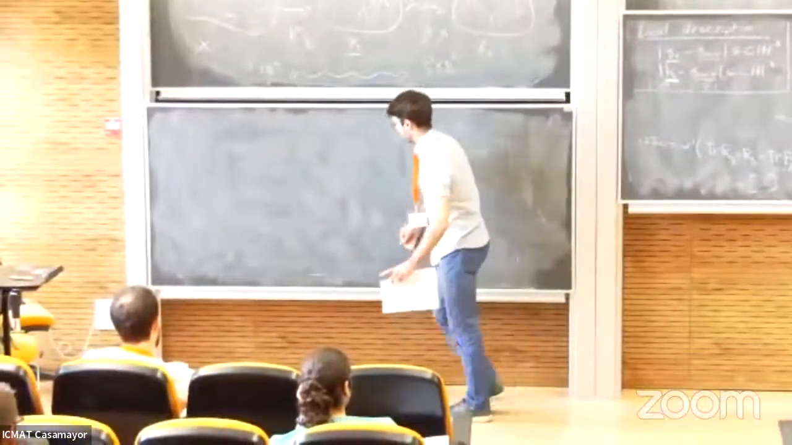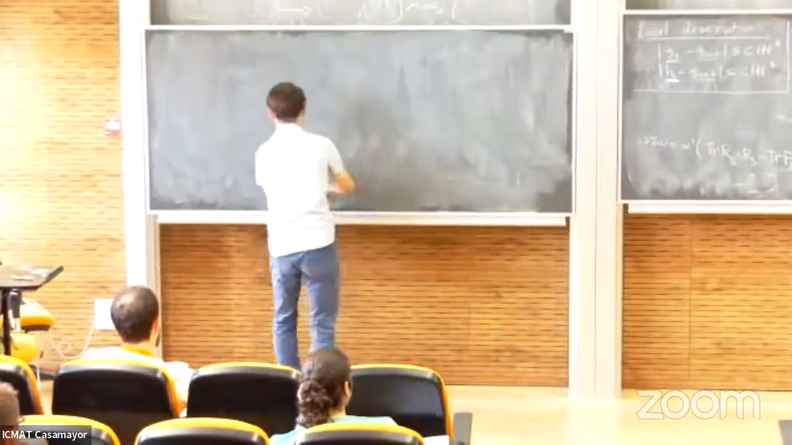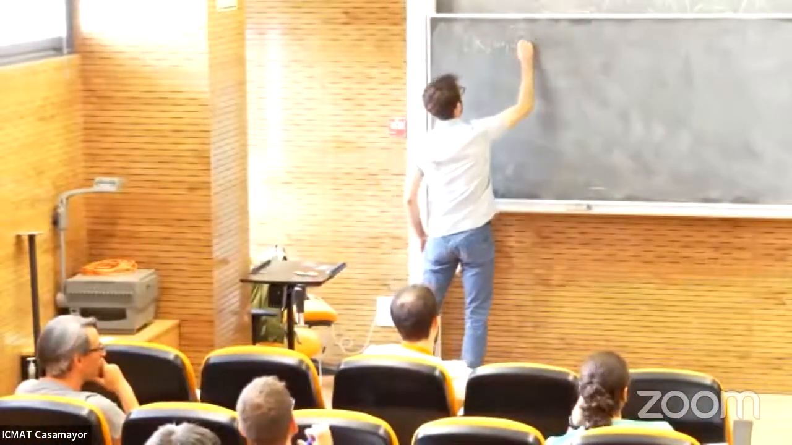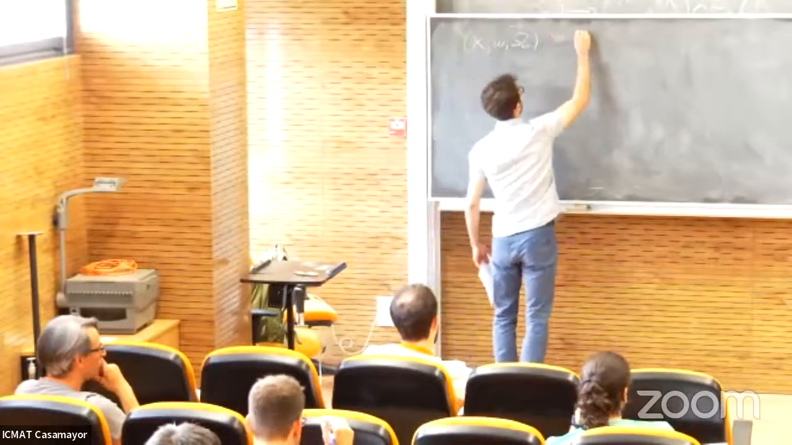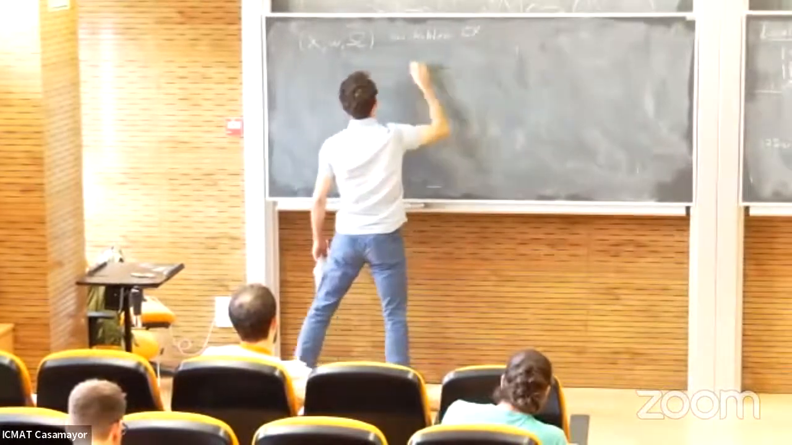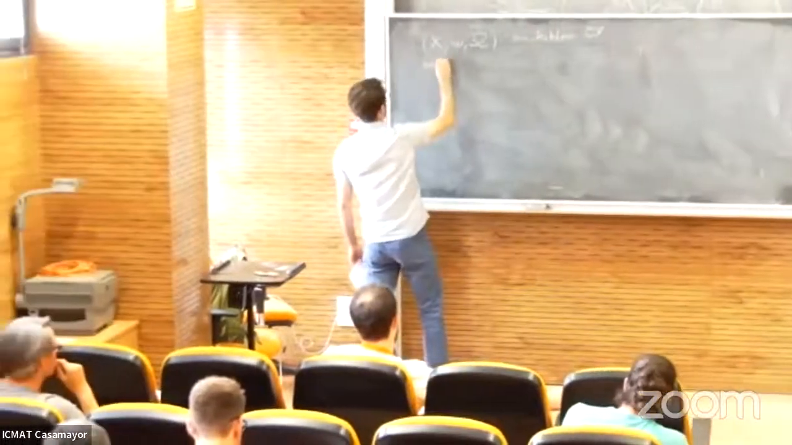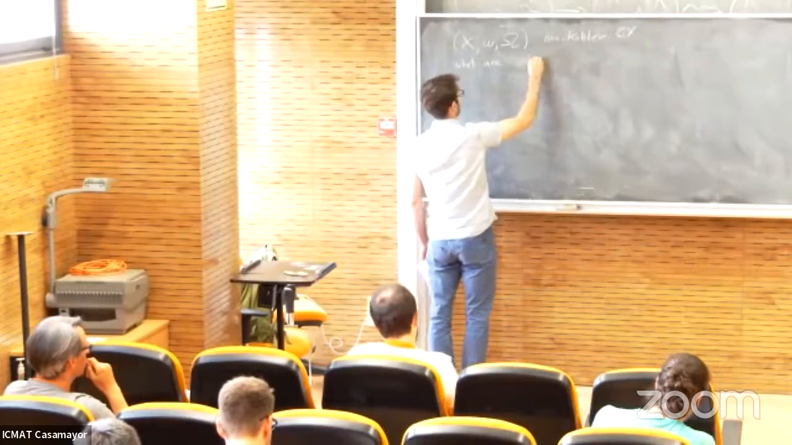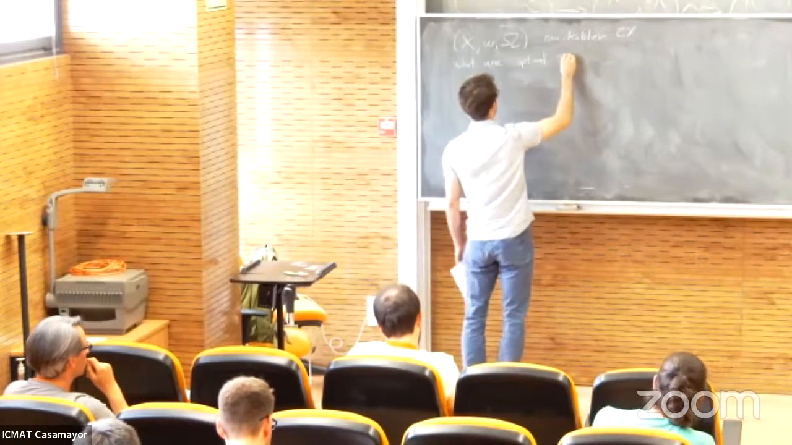So very broadly, we have non-Calabi-Yau Calabi-Yau. What are optimal or extremal cycles, special cycles?